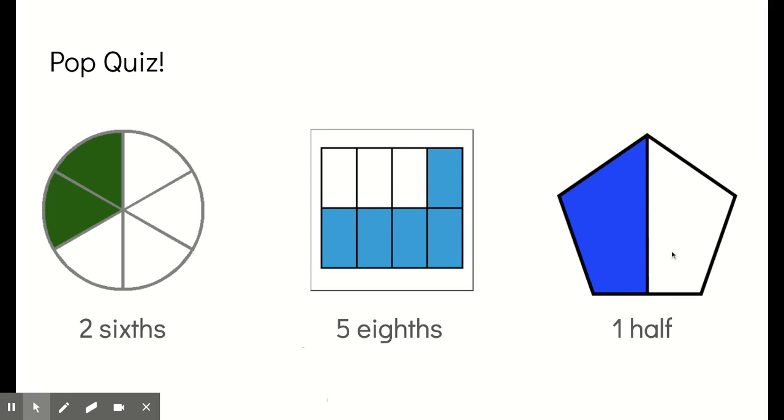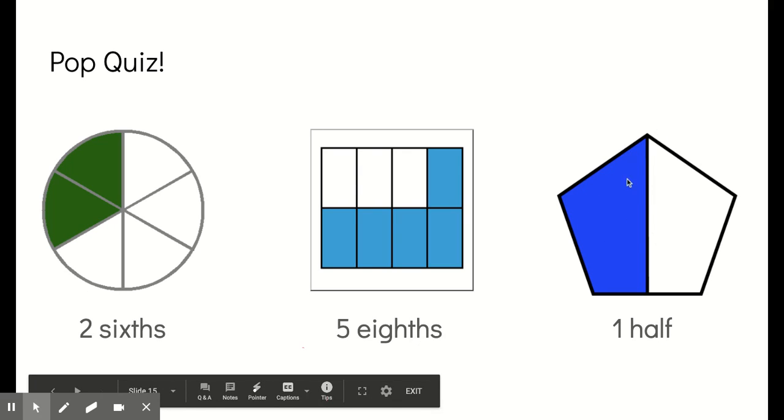And for this last one, the fractional unit is called halves when it's cut into 2 equal parts. 1/2, 2/2. But if I'm just looking at the shaded part, 1/2 is shaded.